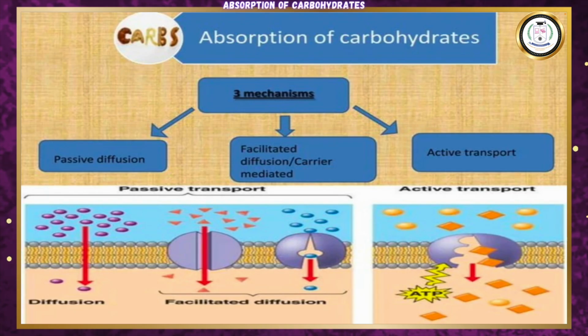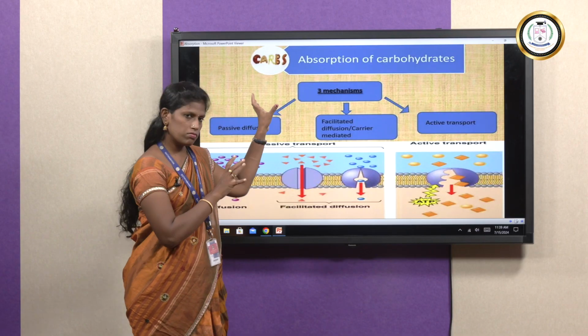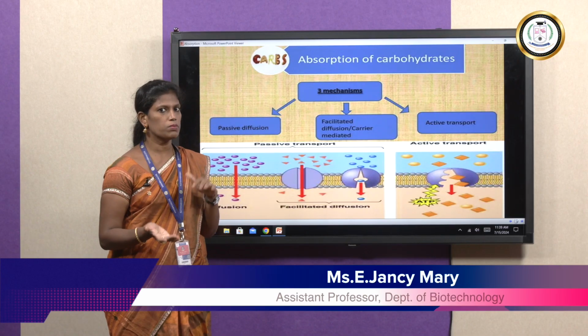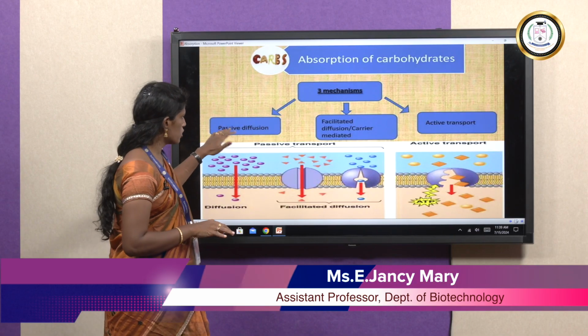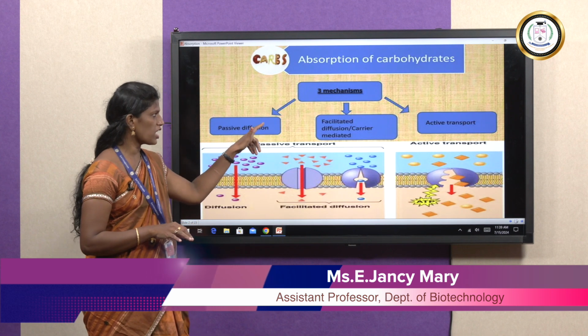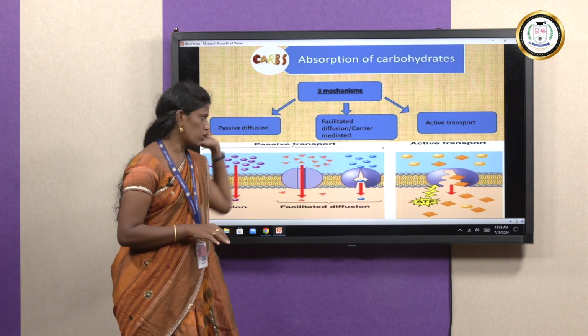Today we will discuss the topic absorption of carbohydrate. Digestion of carbohydrate occurs in the mouth, stomach and small intestine. Then it can be absorbed by three mechanisms: one is passive diffusion, another is facilitated diffusion, and the next is active transport.